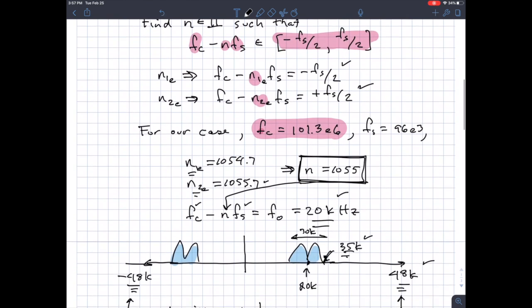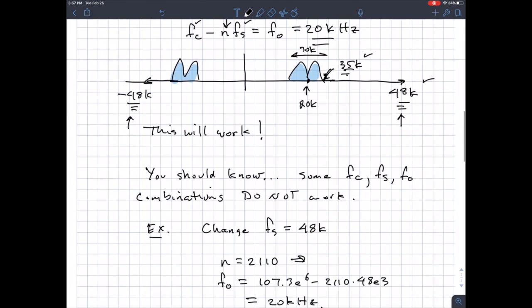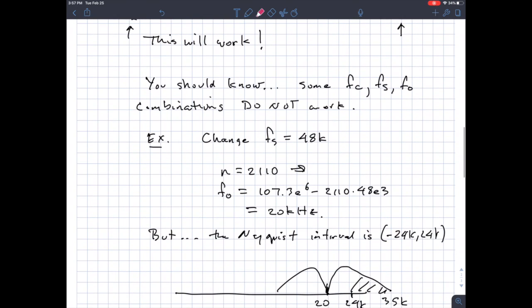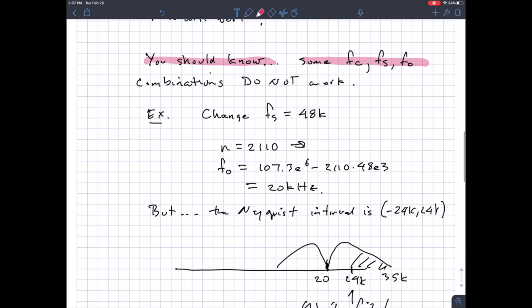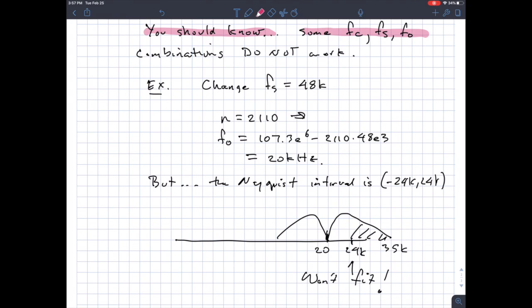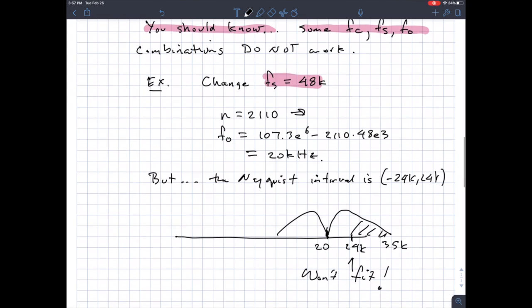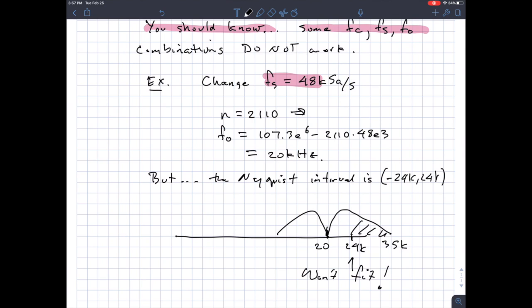You might have the question, show me something that won't work. This is a fact you should know: some values of FC, FS, and F naught do not work. They don't fit correctly within the Nyquist interval. For example, if we change the sampling rate to 48 kilosamples per second, and go through this with the inexact n values, what I mean is the fractional value of n instead of the integer value of n.